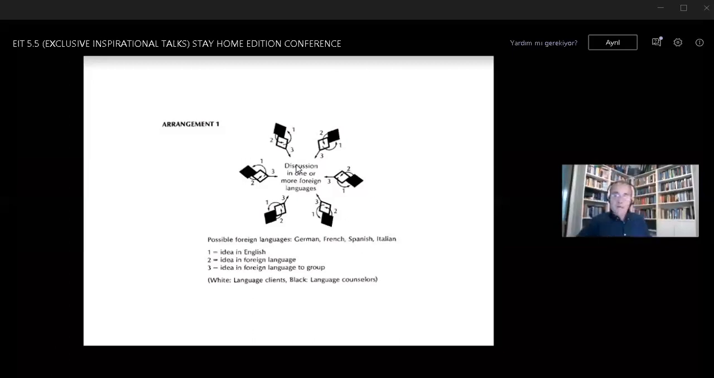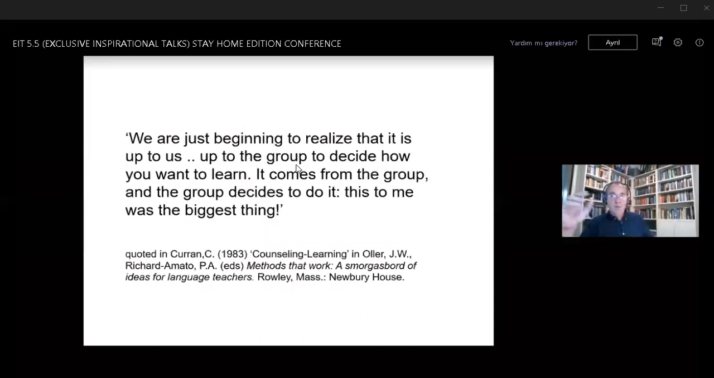And it's all about the group. As one person who experienced this said, we're just beginning to realize that it's up to us. This is the students speaking. It is up to us. It's up to the group to decide how you want to learn. It comes from the group, and the group decides to do it. This, to me, was the biggest thing, she says, this student. And I think that's very important.